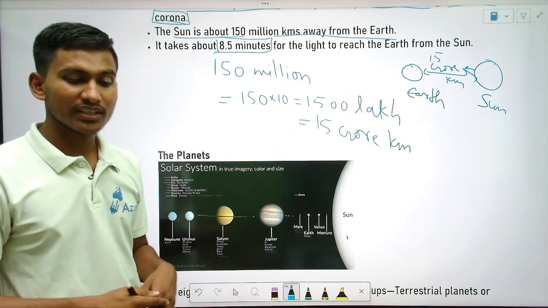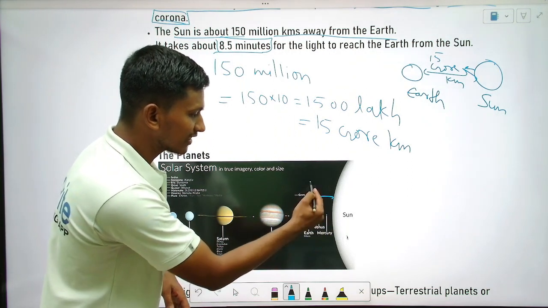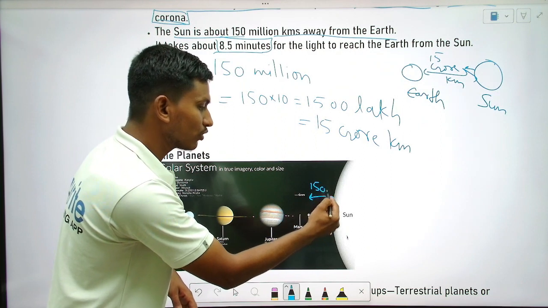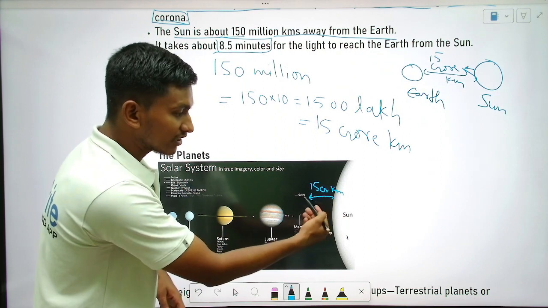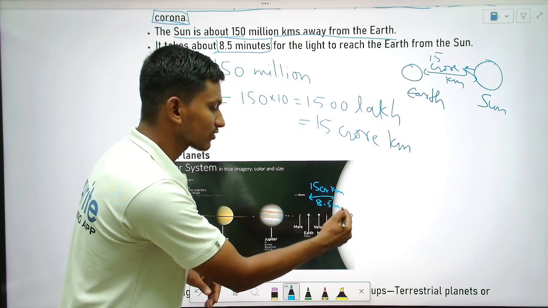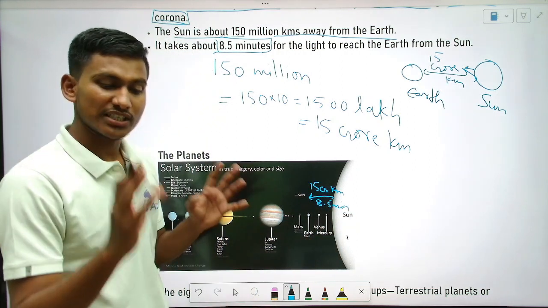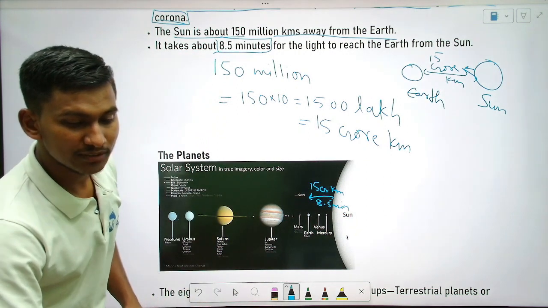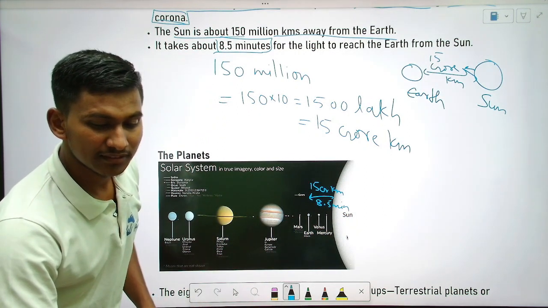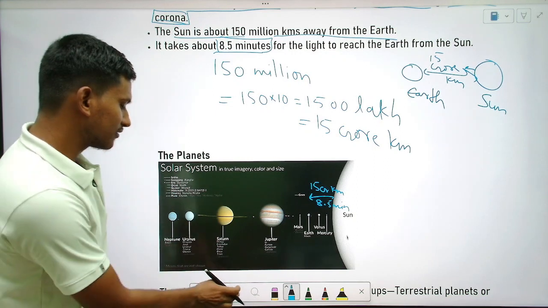Got it? So from here, this is the sun. Sun to earth is 15 crore kilometers. The time taken for the light to come is 8.5 minutes. Got it? Okay, so this is what you have to remember about the sun. Any doubt here? No, sir. Okay, now should we see the next?